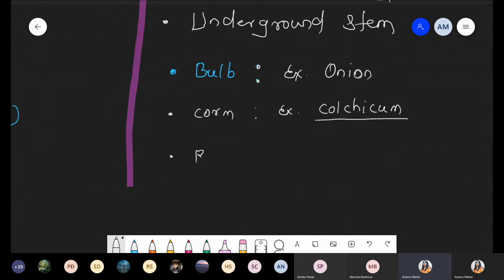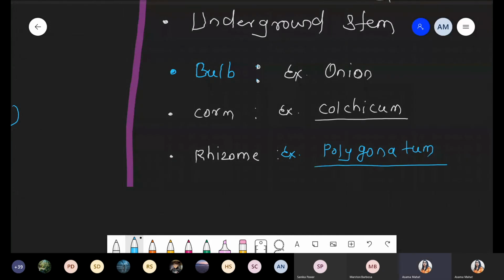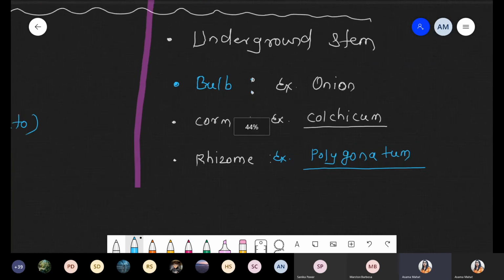And another example you can take is rhizome, which is again underground stem. For the rhizome, simply you can take the example Polygonatum. So these are the examples under the underground stem.